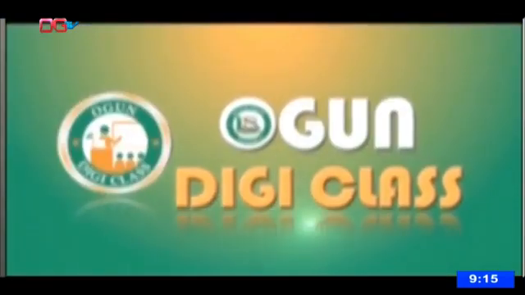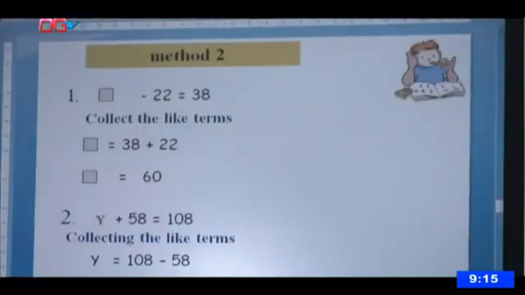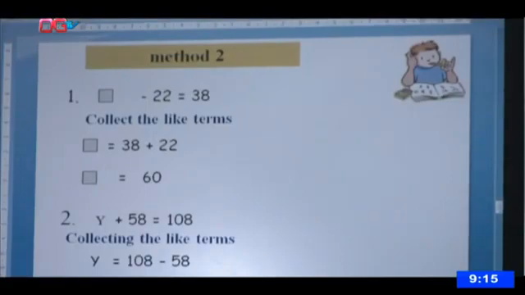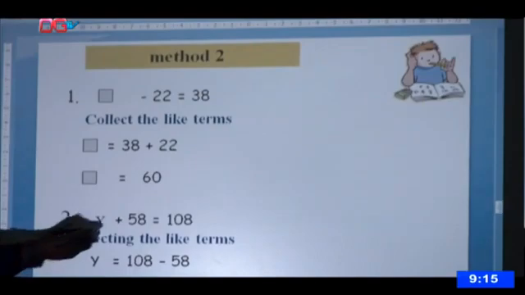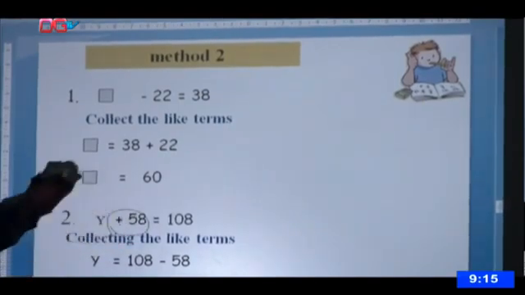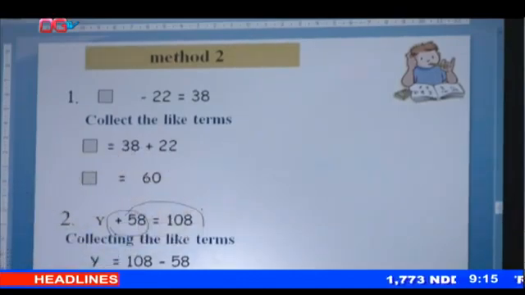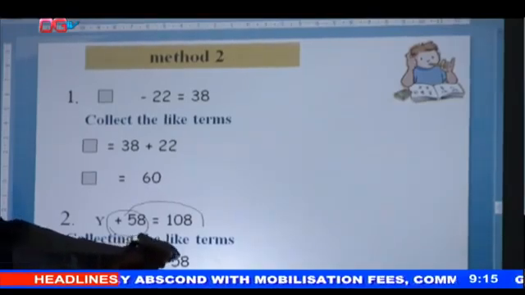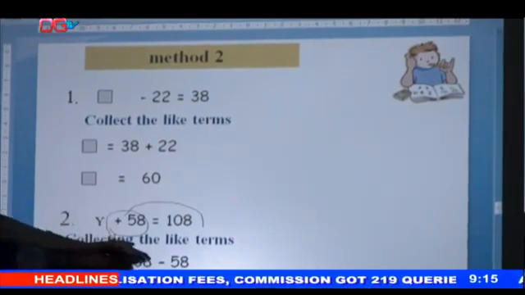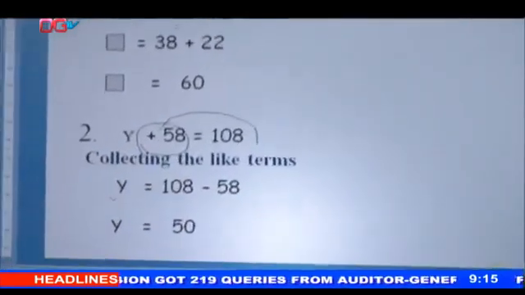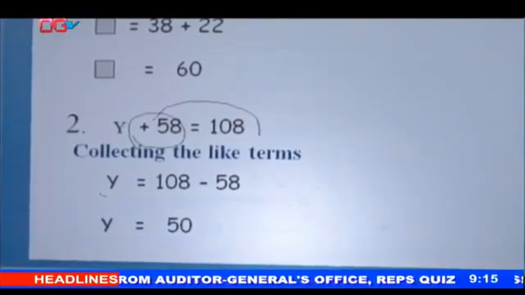Welcome back. Now the second example, y plus 58 equals 108. Collecting the like terms. I told you that we are going to circle this and remove it from this place and place it here. The sign will change. That is why we have y equals 108 minus 58, because this sign will change to minus, and the result is 50. Okay?